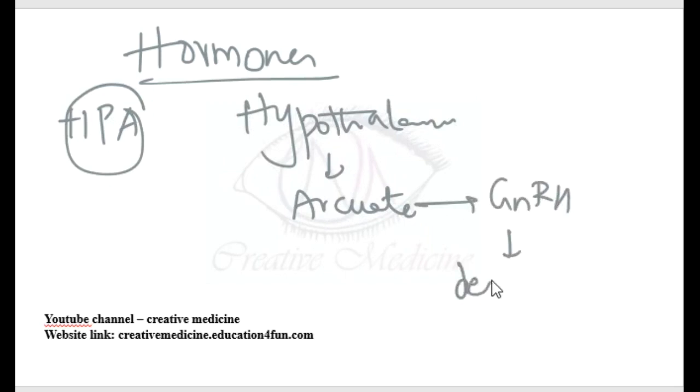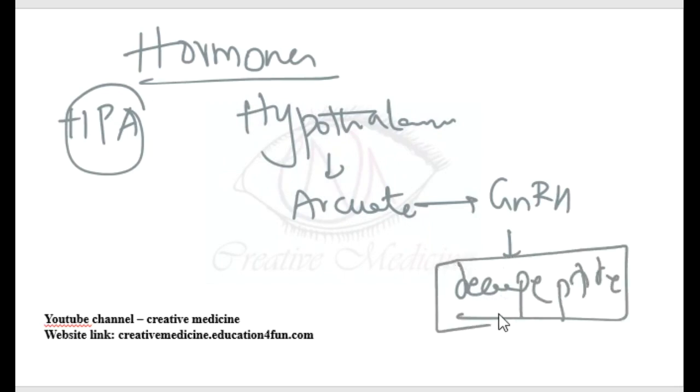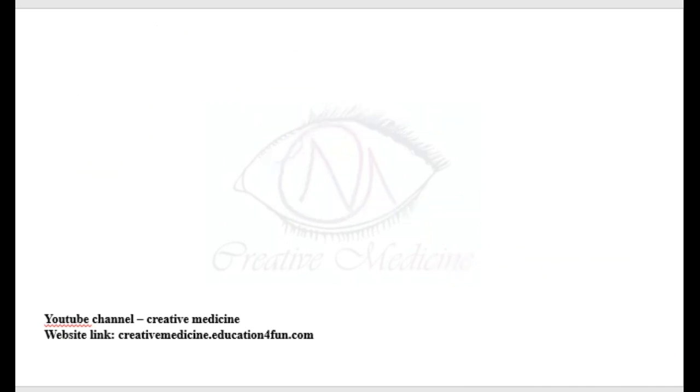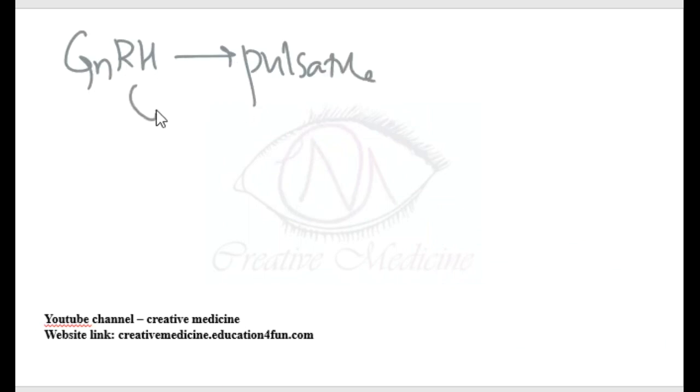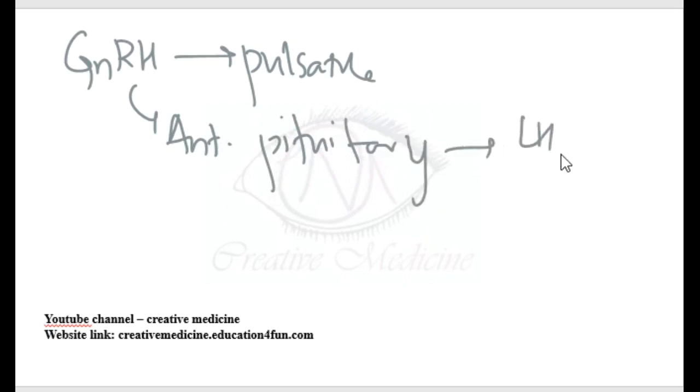The half-life of gonadotropin releasing hormone is 3 to 4 minutes. Gonadotropin releasing hormone is released in a pulsatile manner. It acts on anterior pituitary to release the gonadotropins, that is luteinizing hormone and follicle stimulating hormone. Gonadotropin releasing hormone receptors are membrane bound.